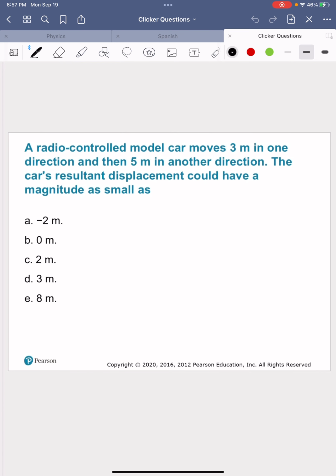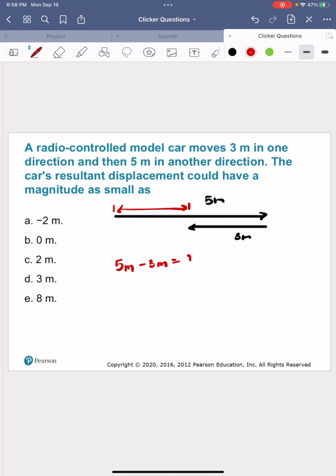A radio-controlled model car moves 3 meters in one direction and then 5 meters in another direction. The car's resultant displacement could have a magnitude as small as... So we know that the car moved 5 meters in one direction and then 3 meters in another direction. So we just need to find this part. How to find it? We're just going to solve 5 meters minus 3 meters, which will be 2 meters, which is answer C.